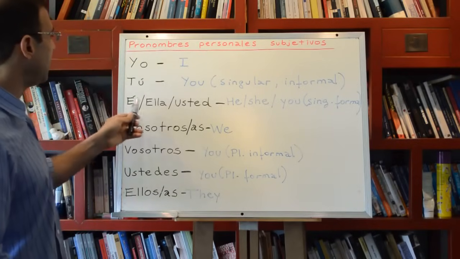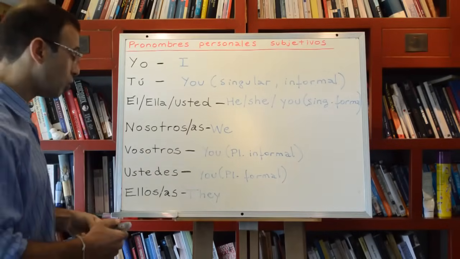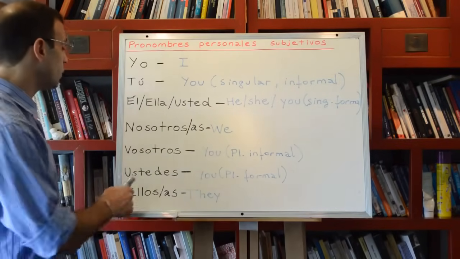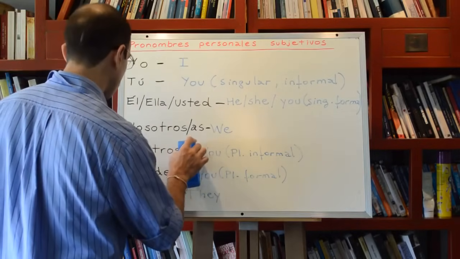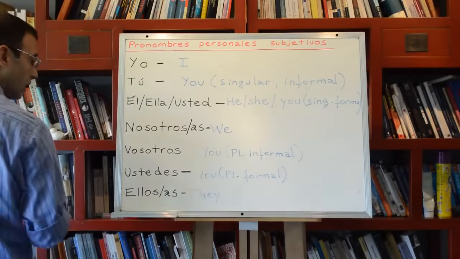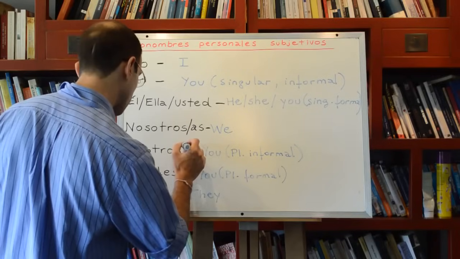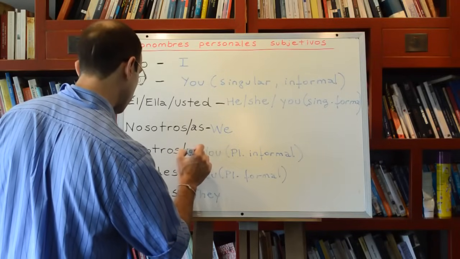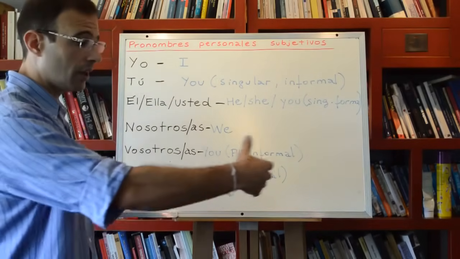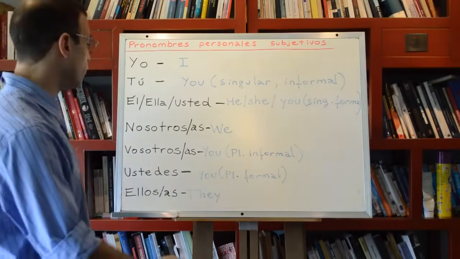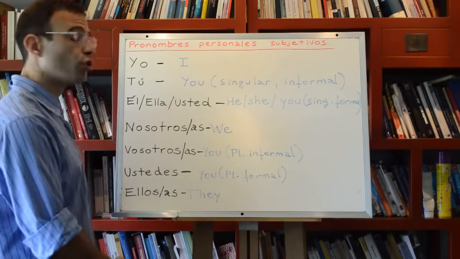Yo, tú, él, ella, usted, nosotros or nosotras, vosotros or vosotras, ustedes, and ellos or ellas. Let me add vosotras as well, because you all in the Spanish from Spain way also has a feminine. Okay? So if you're addressing a group of women, you would say vosotras. A group of men or mixed group, vosotros.